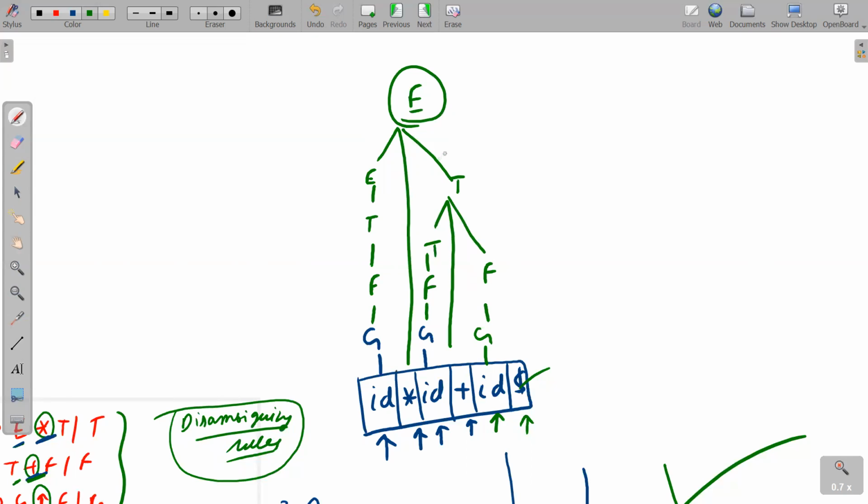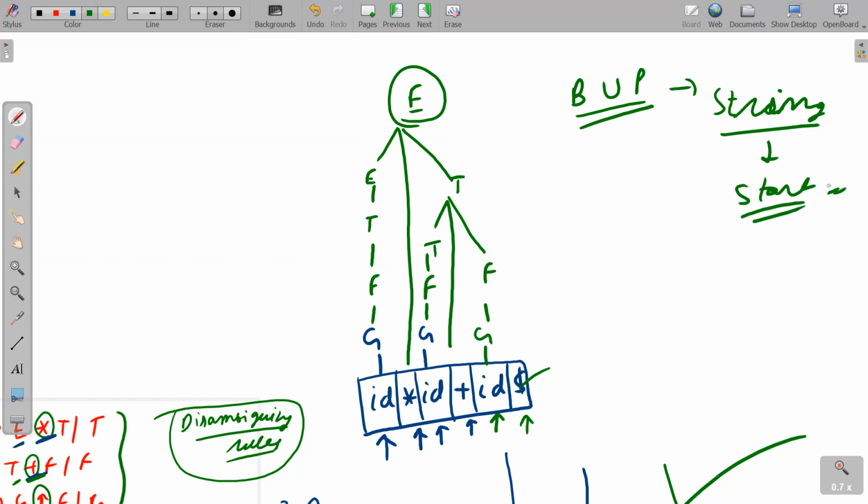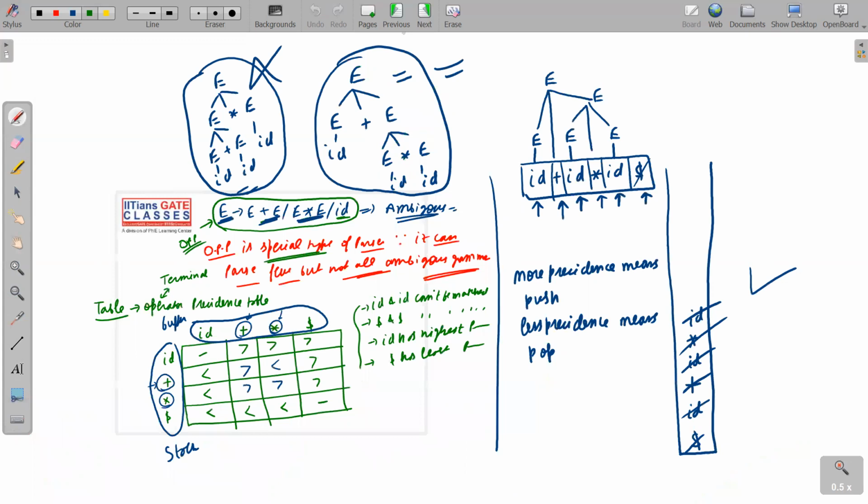We are doing bottom up parsers, and the aim of bottom up parsers was what? From the string we try to generate the start symbol, and here this is exactly what we are doing. See the previous slide also. From the string we have directly generated the start symbol. That is the beauty of your operator precedence parser. That is the bottom up parser. Bottom up parser means from the string we are trying to generate the start symbol.